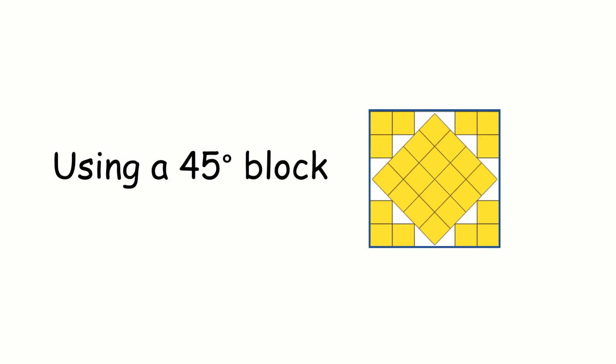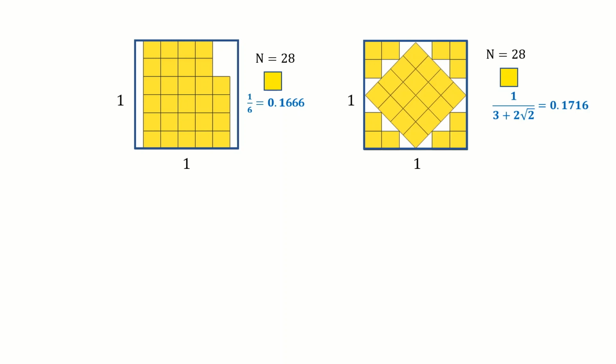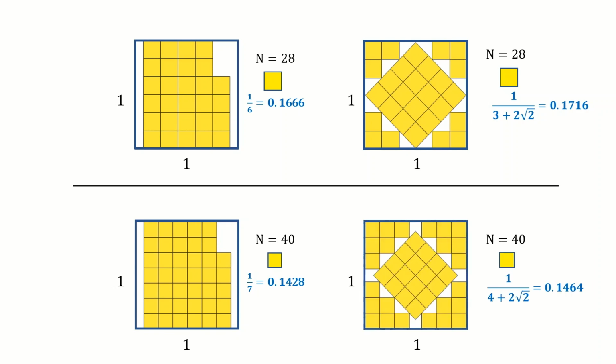Another type of solution is to use a 45-degree angle block. Let's see how it works. A regular type of packing for 28 tiles may seem to you like this, which has the largest size of the tile equal to 1/6. But in fact, you can do like this, and then you can have a tile which is a bit larger than 1/6. The same for the case for 40 tiles. You can do better by doing a center block at a 45-degree angle and reach a larger size for the tile.